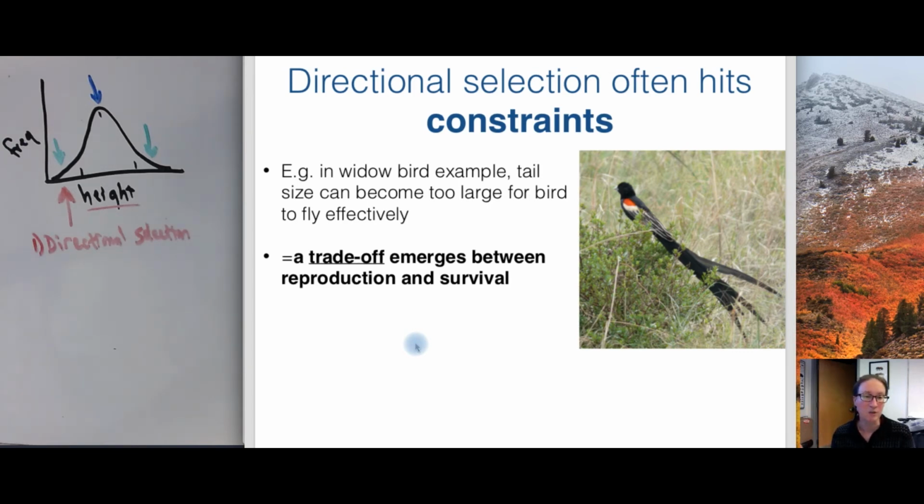And so this is a case where there's a trade-off between reproduction and survival. So the survival cost of having a longer tail counterbalances the reproductive benefit of having a longer tail, and kind of puts constraints around the maximum tail length that we wind up observing in these birds. Still a lot longer than the tail length for the majority of birds, though.